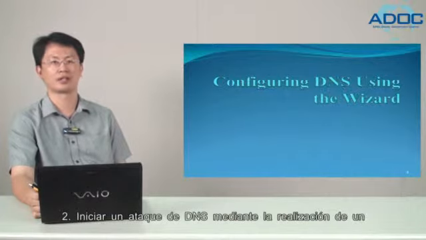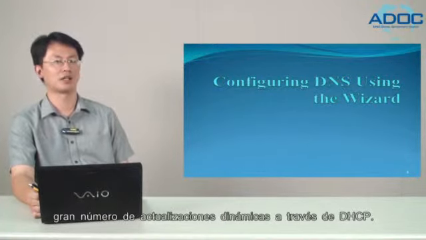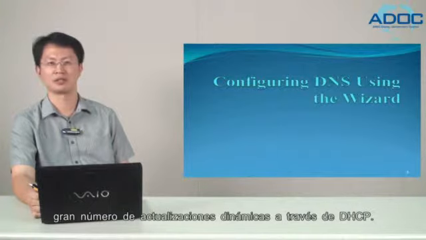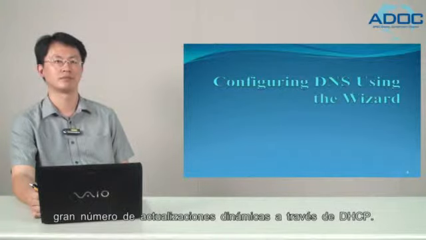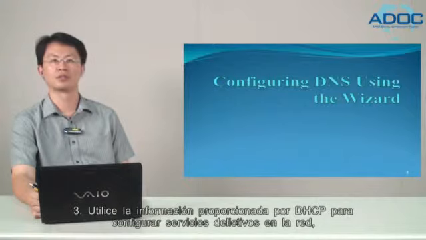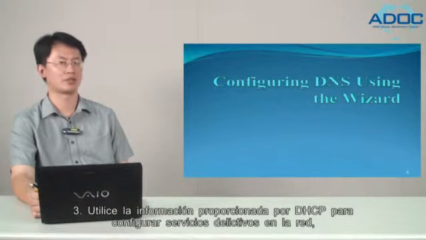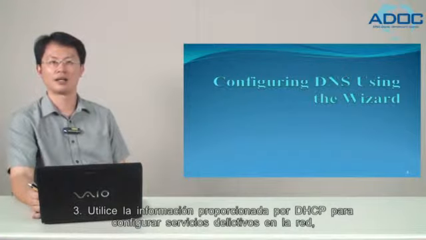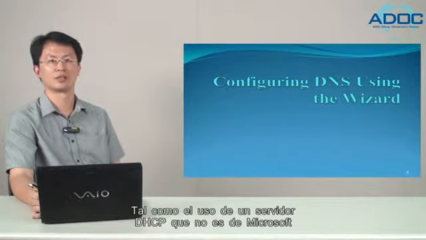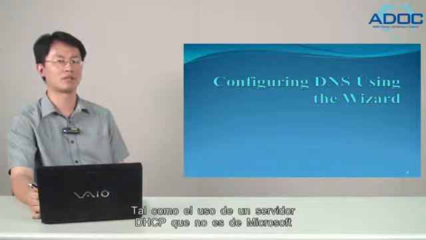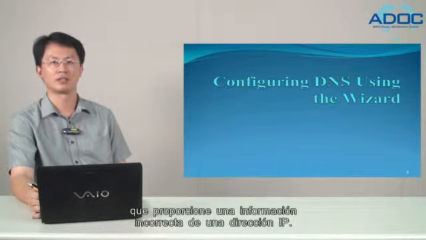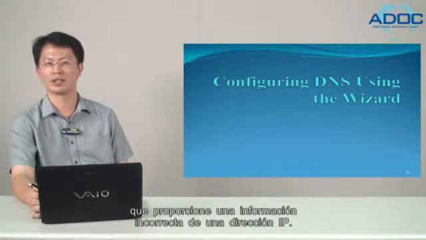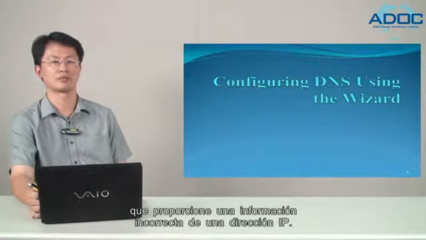And initiate an attack on DNS by performing a large number of dynamic updates through DHCP, or use the information provided by DHCP to set up rogue services on the network, such as using non-Microsoft DHCP servers to provide incorrect IP address information.